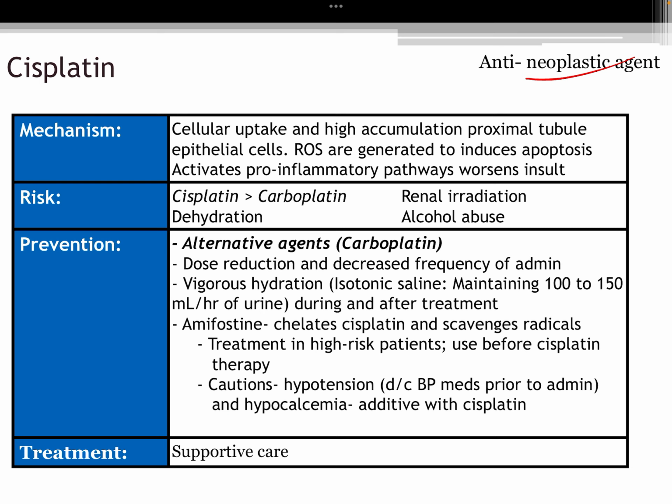And then alcohol abuse. Prevention: you can try alternative agents such as carboplatin, and dose reduction to decrease the frequency of administration. Vigorous hydration, once again, is one of the things we can do. And there is a specific agent here called amifostine. It does cause hypotension. It is dosed based off of surface area. And then once again, we'll provide supportive care.